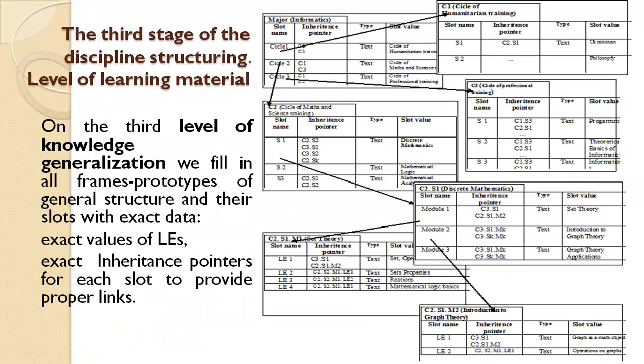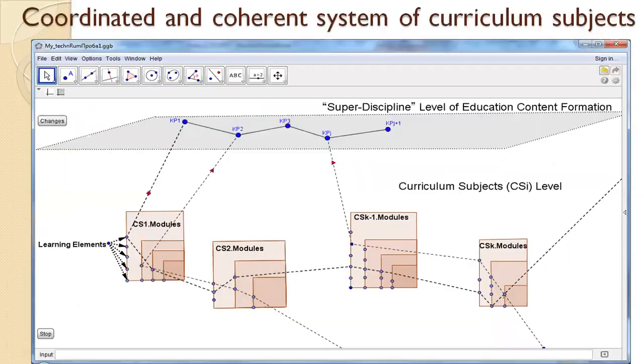On the third level, the third stage of the discipline structuring, so-called level of learning material, this level will fill in all the frames prototypes of general structure and their slots with exact data, exact values of learning elements, exact inheritance pointers of each slot to provide proper links. After all of these procedures, we obtain a coordinated and coherent system of curriculum subjects, which look like this one.